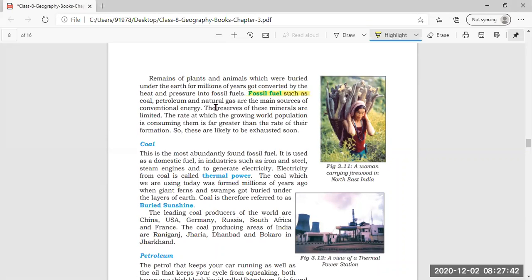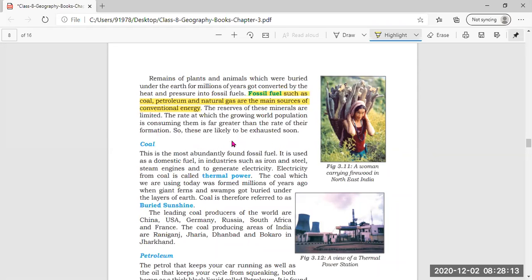So, you can underline this, the main sources of conventional energy: coal, petroleum, and natural gas. The reserves of these minerals are limited. So, they are very limited. Then the rate at which the growing world population is consuming them is far greater than the rate of their formation. So these are likely to be exhausted soon.